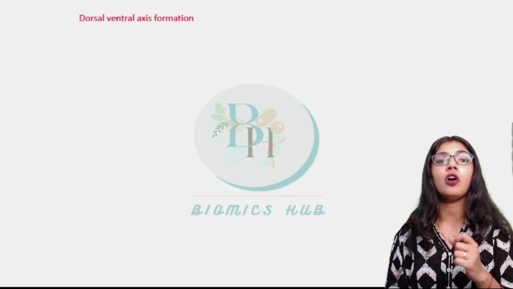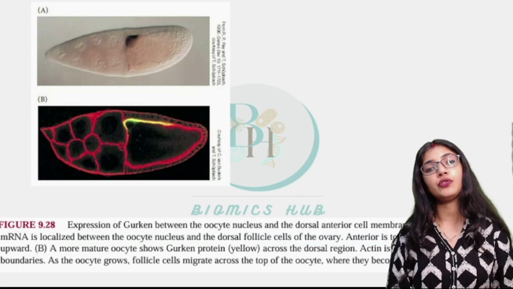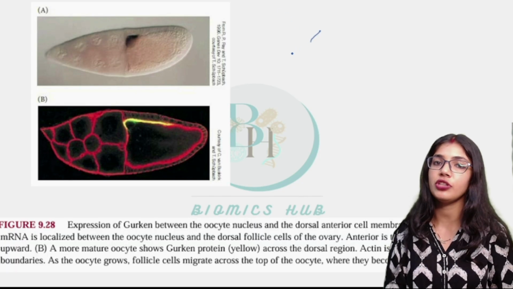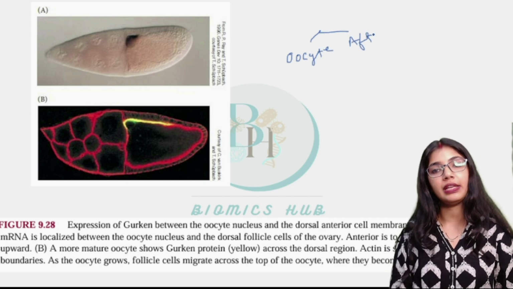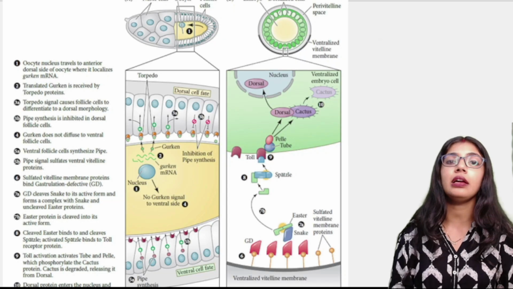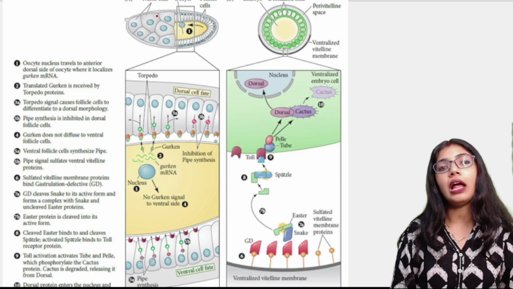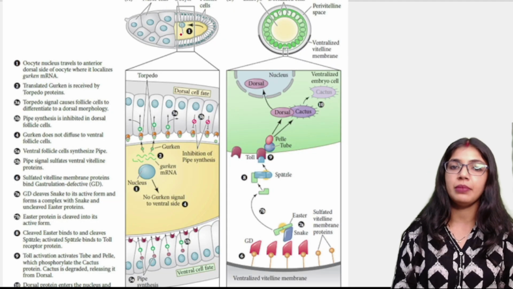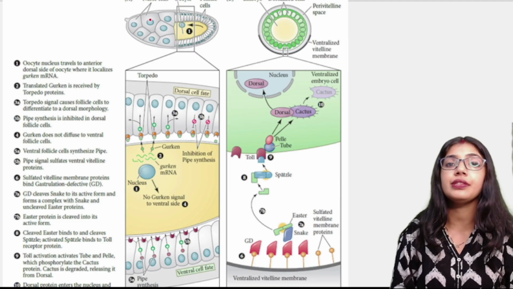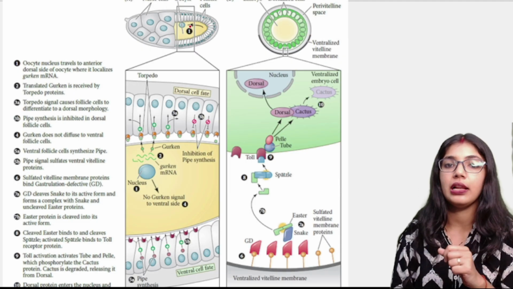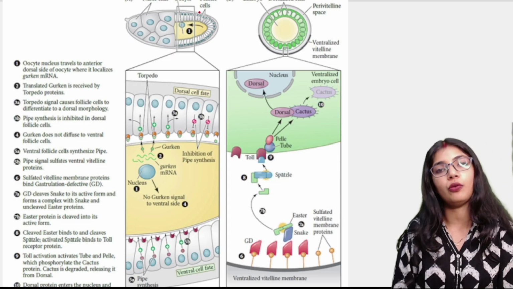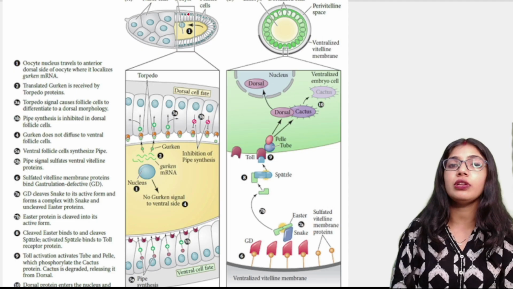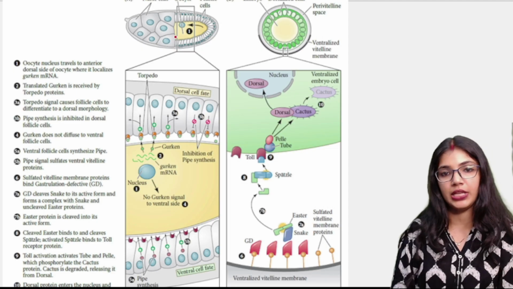In Drosophila, the dorsal-ventral axis formation takes place before fertilization, in the oocyte, and after fertilization. In the egg, there are nurse cells and the oocyte. The nurse cells provide nourishment to the cell, and the oocyte has a nucleus and is surrounded by follicular cells. These follicular cells are not present around the nurse cells.